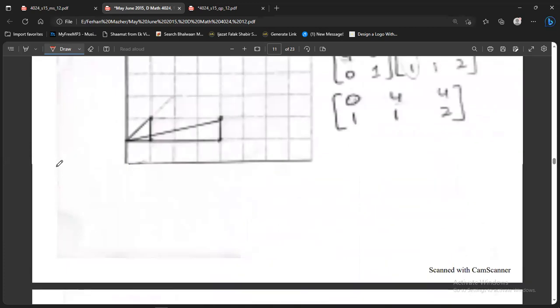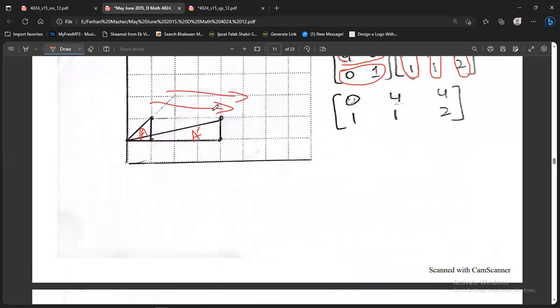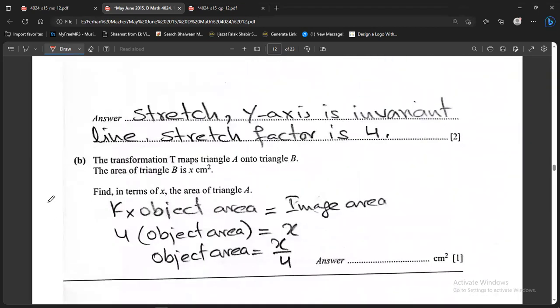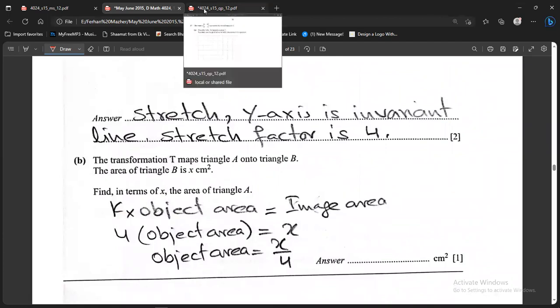And the stretch factor: the distance of the image from the invariant line is 4. The distance of the object from the invariant line is 1. So the stretch factor will be 4 by 1, and that will be 4. So it is a stretch. The y-axis is the invariant line, and the stretch factor is 4.